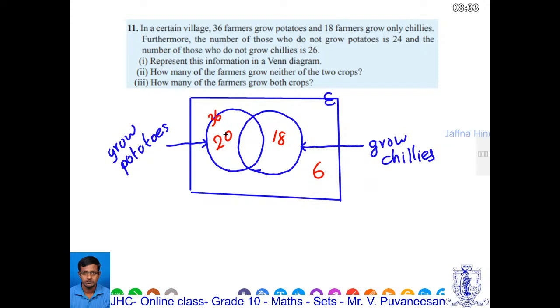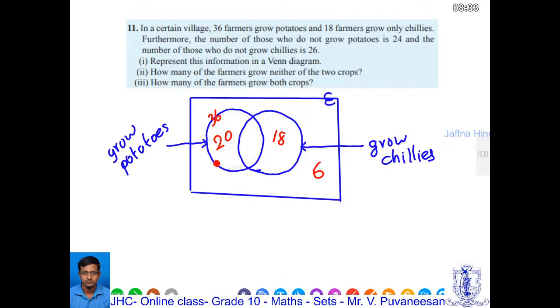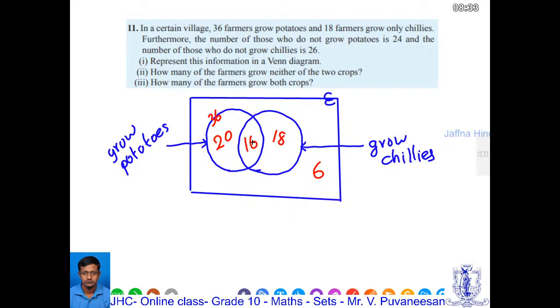Now we try to fill the remaining regions. There is one region remaining. Already we know the potato circle altogether is 36. So this is 20, and altogether 36, so this is 36 minus 20. How much? 16. Okay. 36 minus 20, 16. We filled every region.